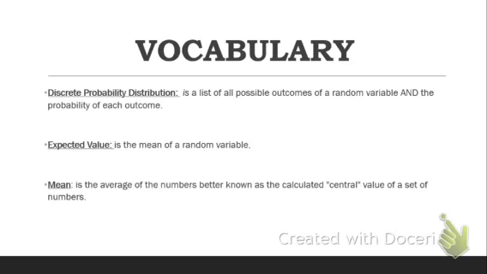Discrete probability distribution is a list of all possible outcomes of a random variable and the probability of each outcome. Expected value is the mean of a random variable. Mean is the average of the numbers, better known as the calculated central value of a set of numbers.